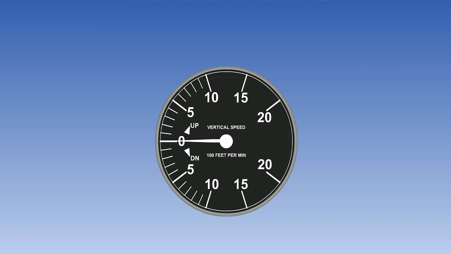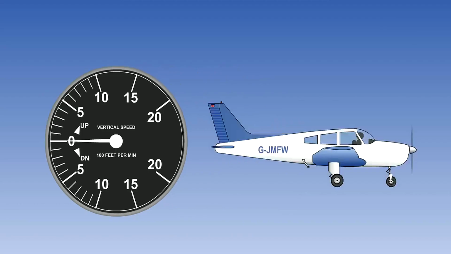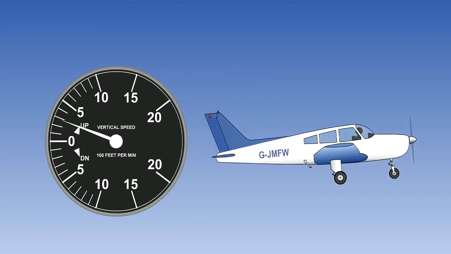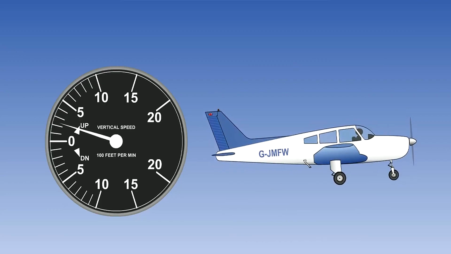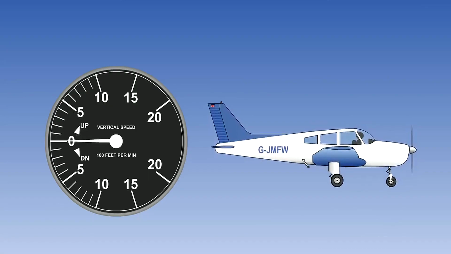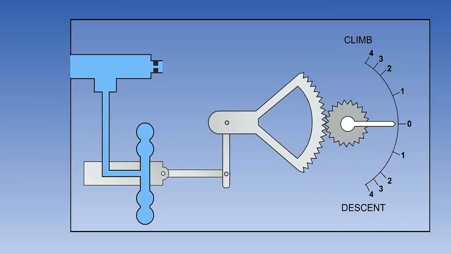Here, we can see an example of a typical VSI from a light aircraft. The VSI indicates the rate at which the aircraft is climbing or descending by sensing the rate of change of static pressure. It will also indicate level flight when zero climb or descent is shown. Rates of climb or descent are usually indicated on the instrument dial in feet per minute, although meters per second may occasionally be used. So how does the VSI work?